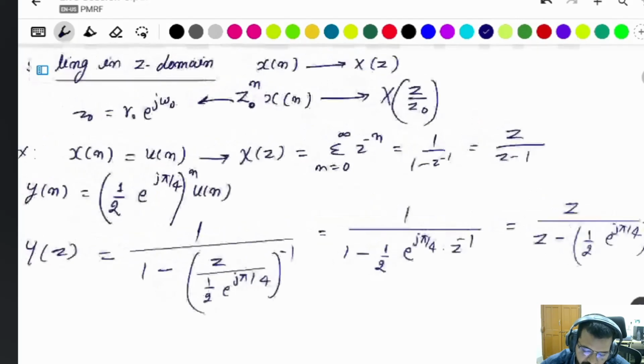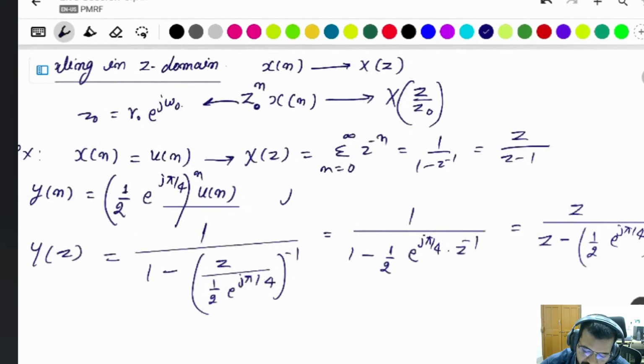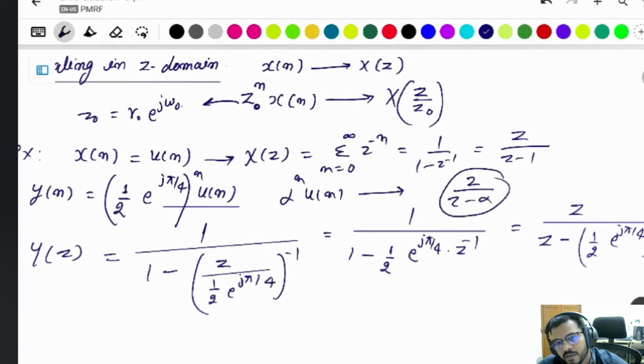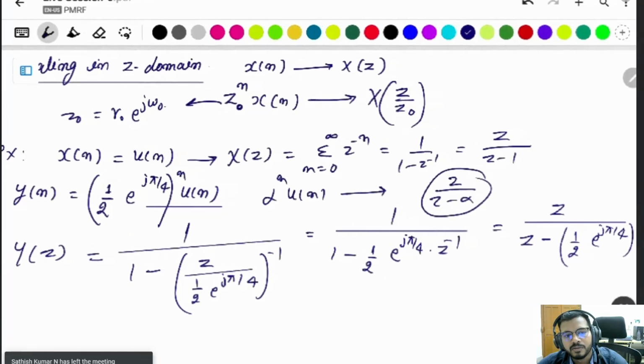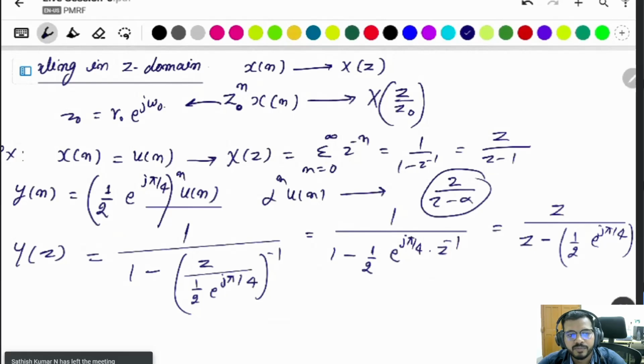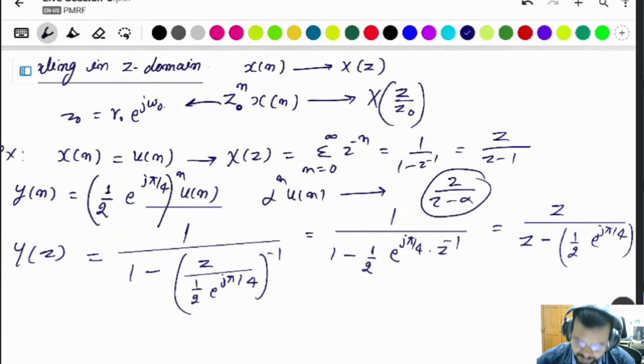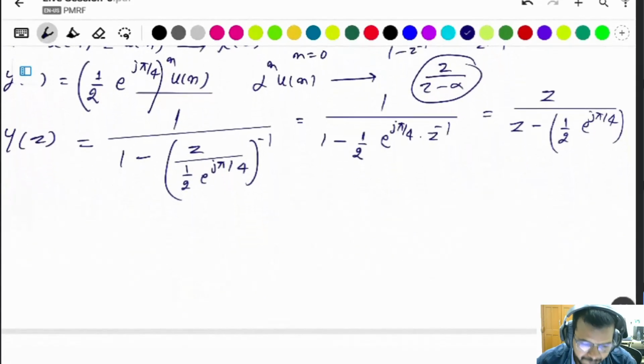The simple way you can write this one is as alpha power n u[n] also. In this case you have z minus alpha. Same function, I think. You can see here. Okay.